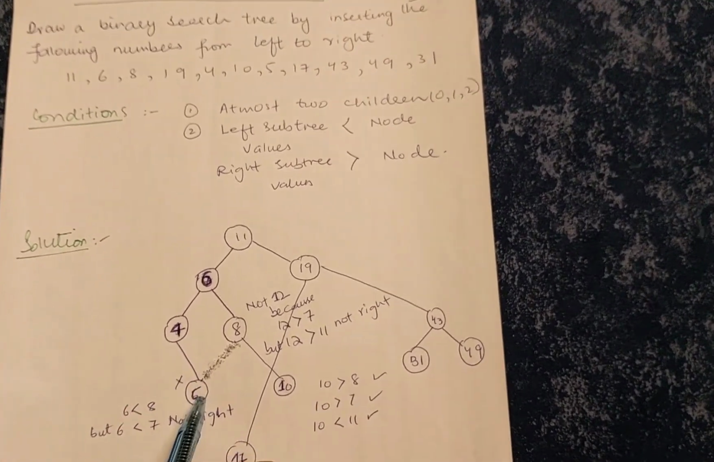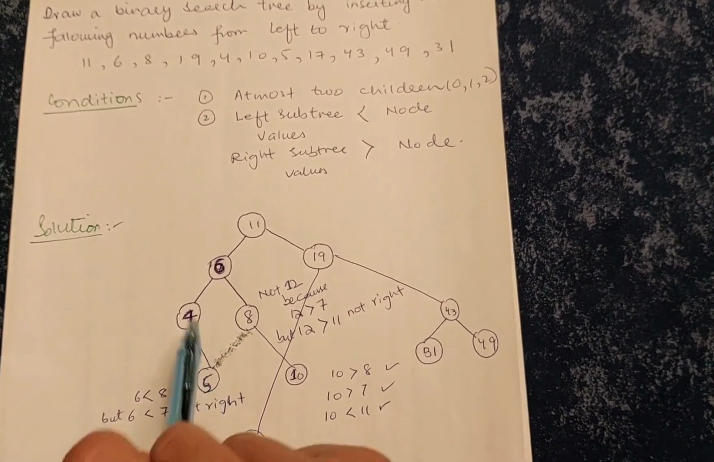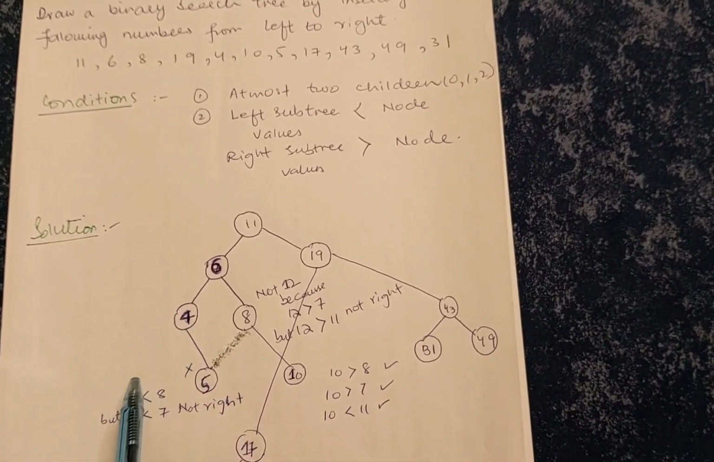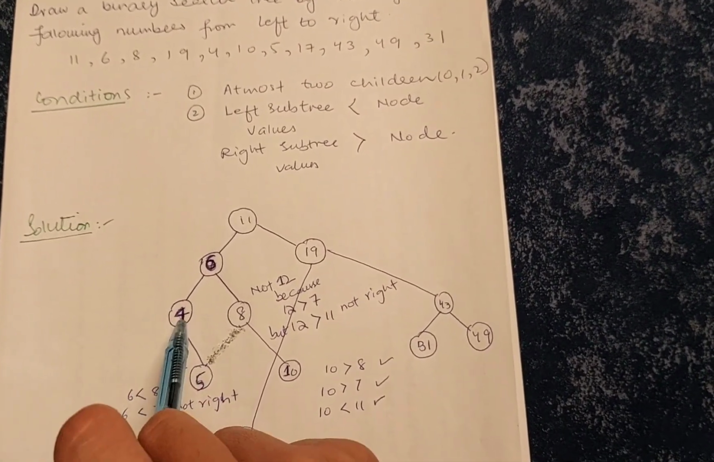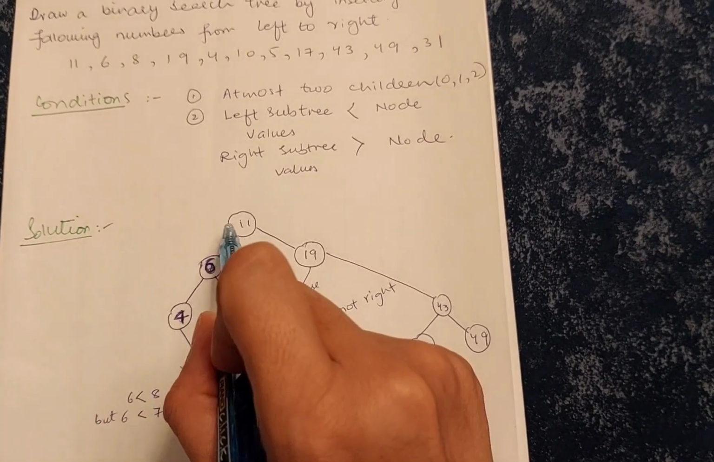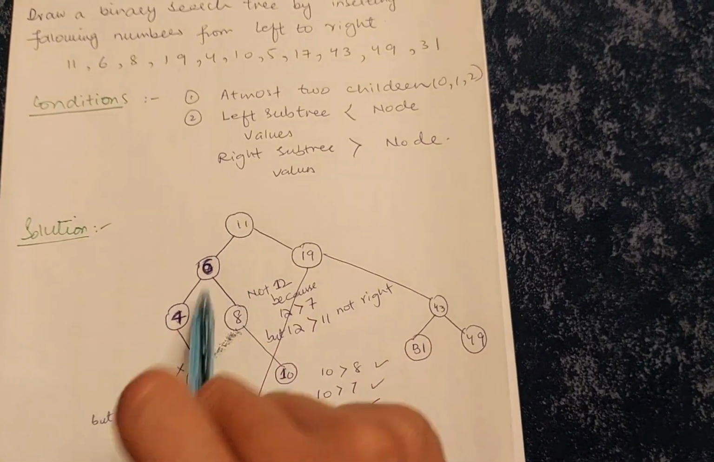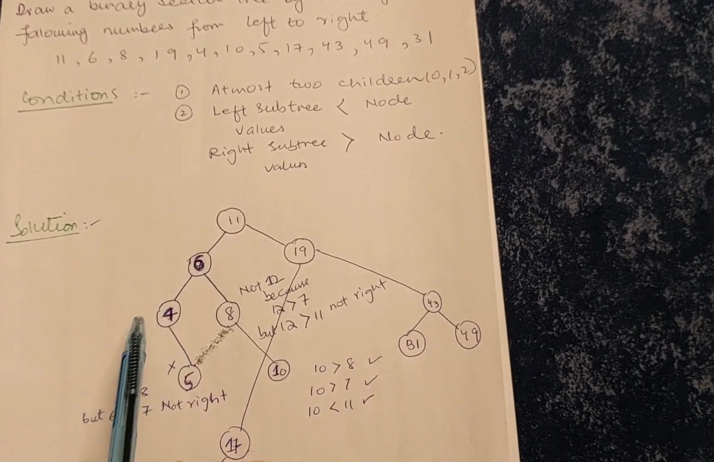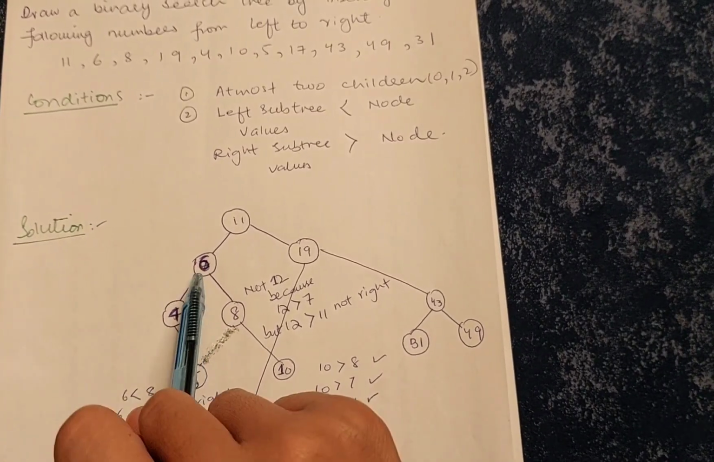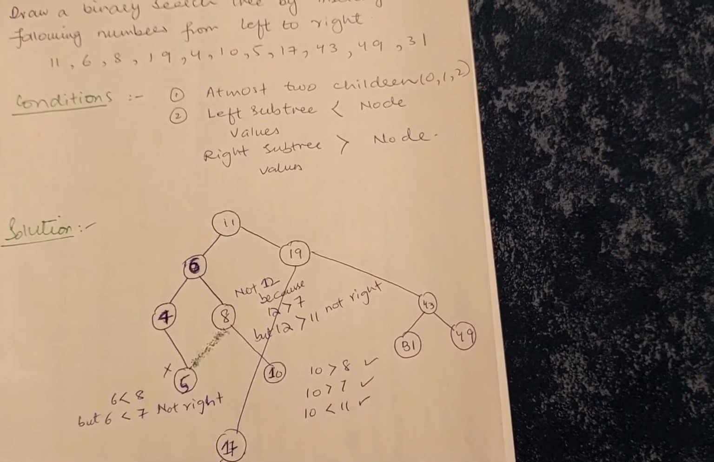Why right member of 4? Because you see that 5 is larger than 4, so it will not be connected on the left, it is larger than 4. But why did you place it in the left subtree? Because 5 is smaller than 6, and 5 is smaller than 11 as well.